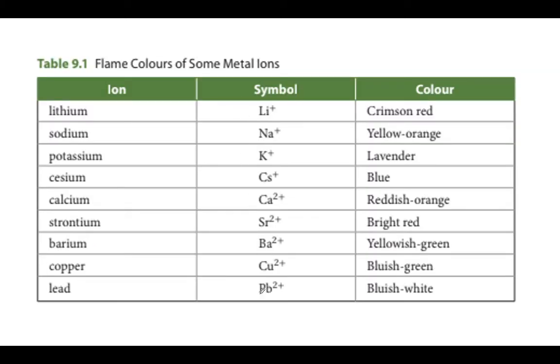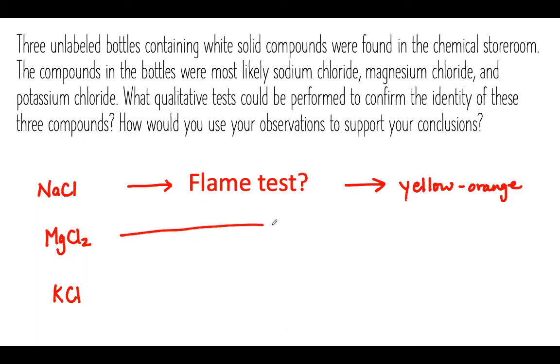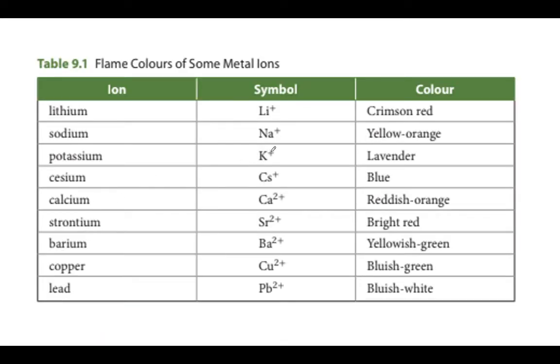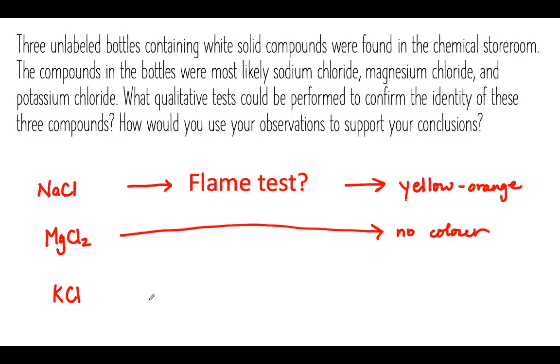MgCl2, let's take a look on this chart. I don't see it on here, so when I expose it to a flame, it's likely going to form no color, right? There's going to be no difference between the color of the flame and the color that this turns it. Okay, and lastly, KCl. If I take a look at my chart here, potassium turns a lavender color. So whichever one turns lavender, I know is going to be KCl.